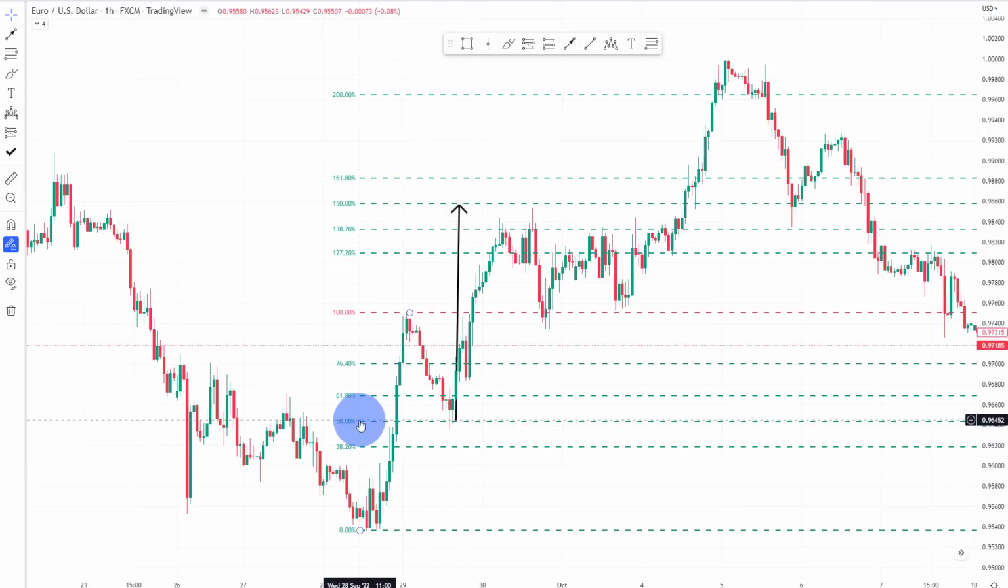The 50% retracement goes to 150. As I will show you in a moment, 61.8 will often go to 161.8. 38 will often go to 138, and that's exactly why I set up the Fibonaccis in that way. It's just much easier in that way.